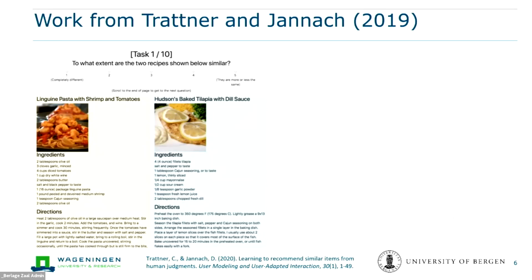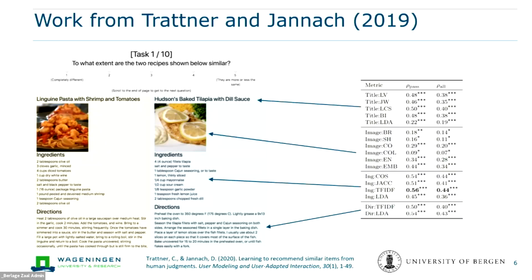So in the study of Christoph Trattner and Dietmar Jannach, they were learning to recommend similar items using human judgments. So they were checking whether, when they presented two recipes and computed how similar they were, users also perceived that. So here you can also identify the title, image, ingredients, and directions. And then they correlated the overall user judgment of similarity with similarity functions that were specific for different features. And there, for example, they found that in recipes, titles were rather representative of a user judgment, whereas images were less so.